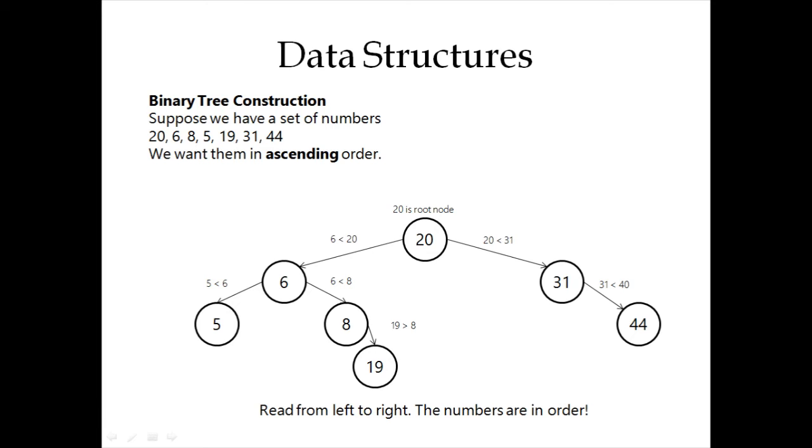5 is lower than 20, and it's also lower than 6, so we put it to the very left. 8 is lower than 20, but higher than 6. And finally, 19 is lower than 20, but higher than 6 and 8. If you read from left to right, you will see that the numbers are in order.